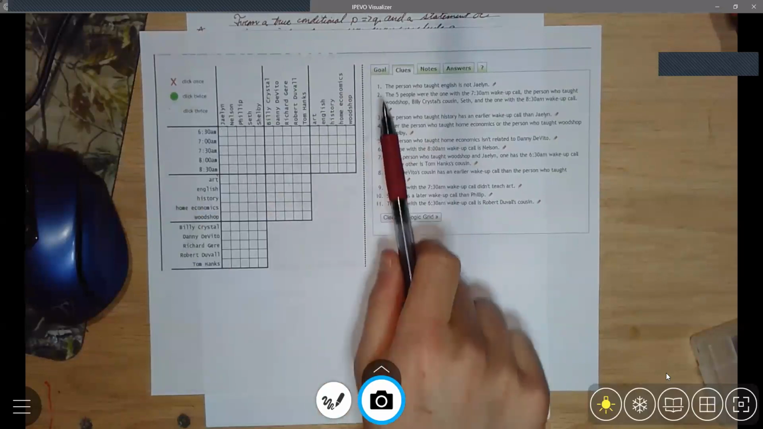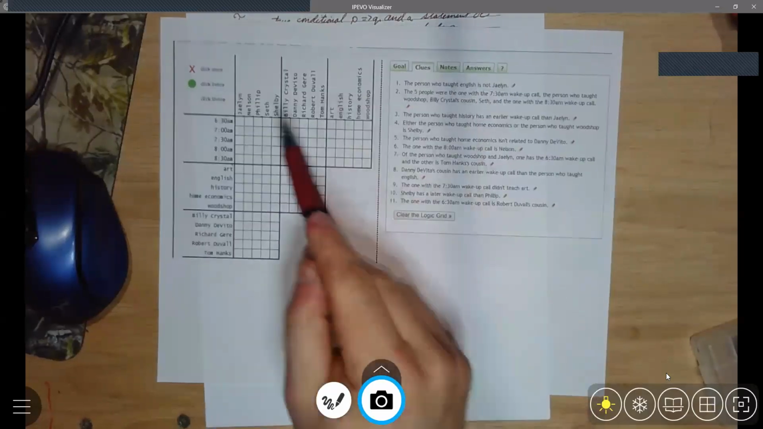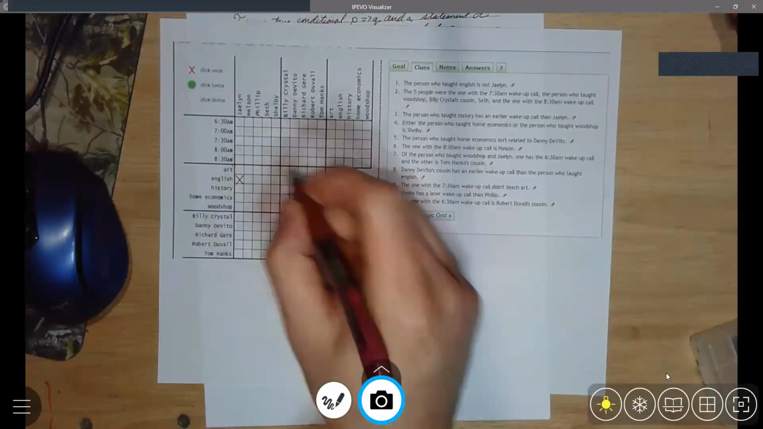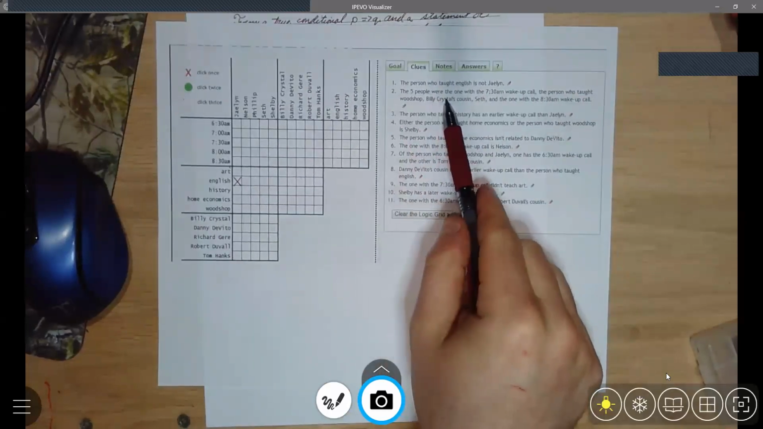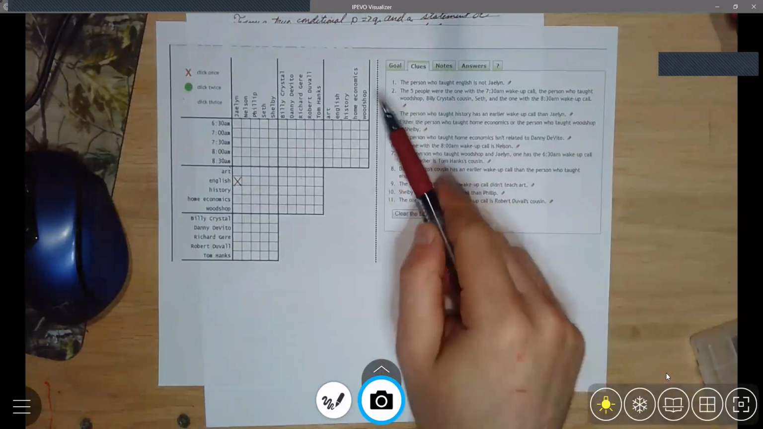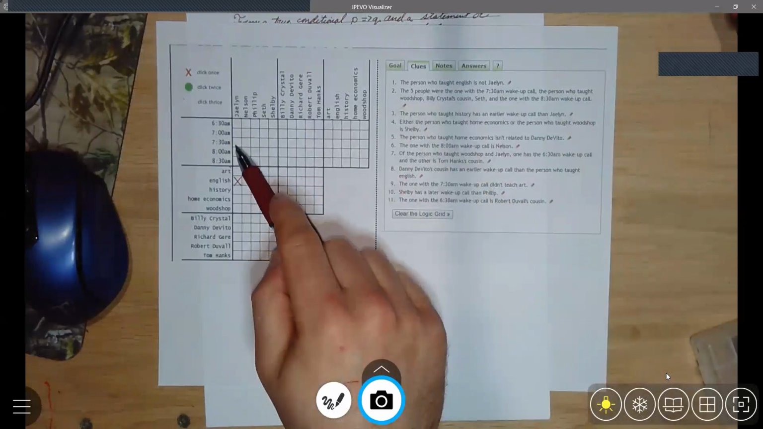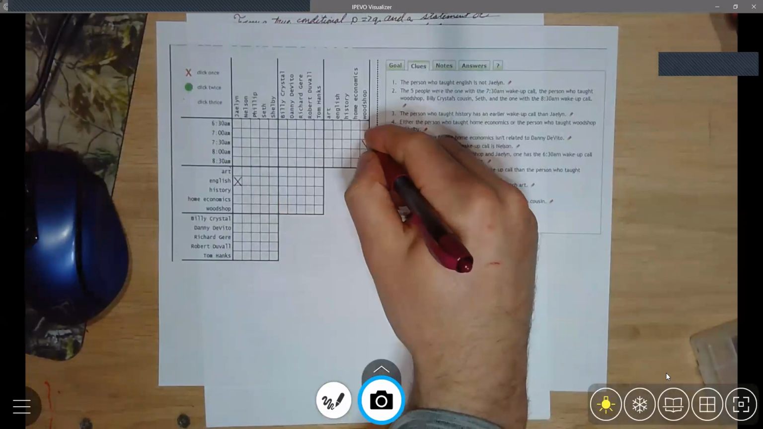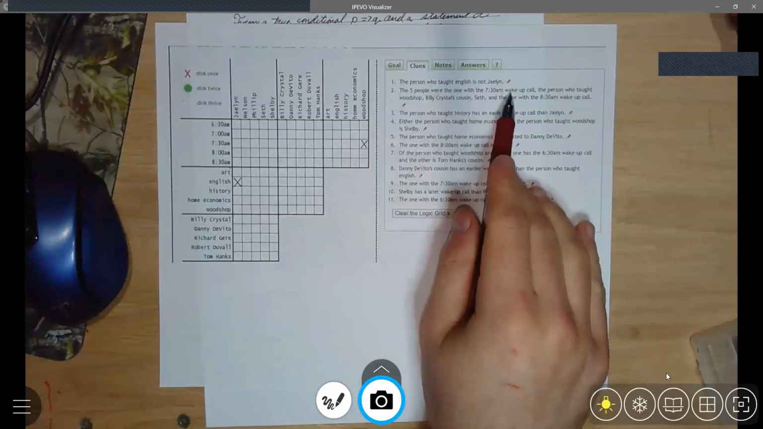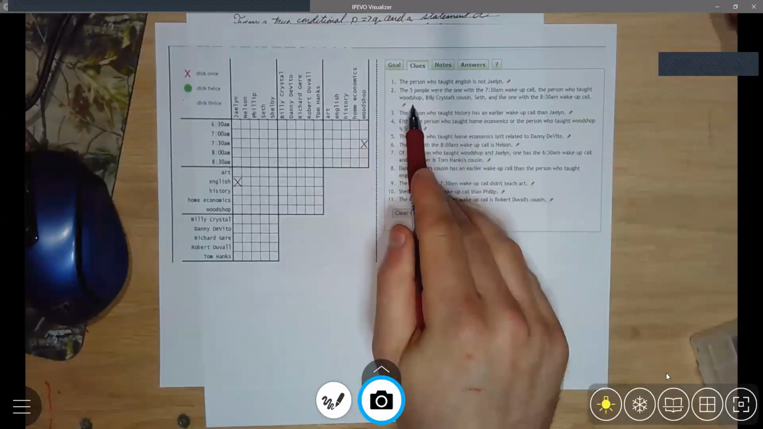So here we go. The person who taught English is not Jalen. So you find Jalen and you find English, and Jalen does not teach English. That's what that's saying. All right, the 5 people, so this means we have 5 different people. You've got a 7:30 wake-up call, the person who taught woodshop. This means the person who woke up at 7:30 is not the same person that taught woodshop. So you can put an X here, because these are 5 distinct people.